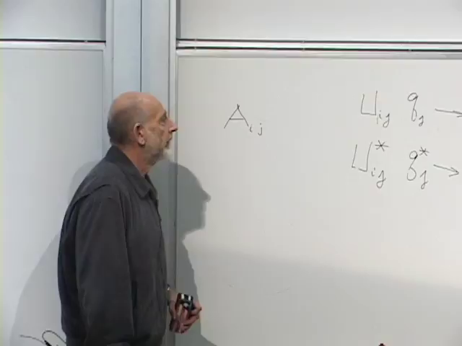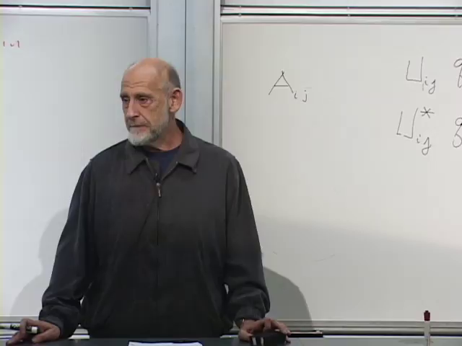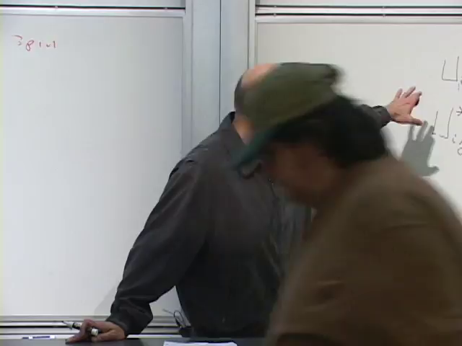How many? Seven. Nine, actually. Well, sorry. You asked me how many matrices there are? The number of generators is 8. Yeah, because these matrices are assumed to be special unitary matrices.